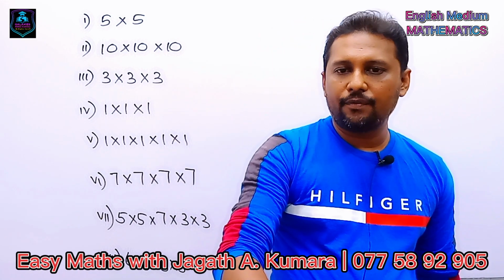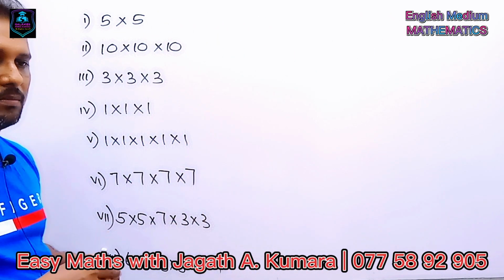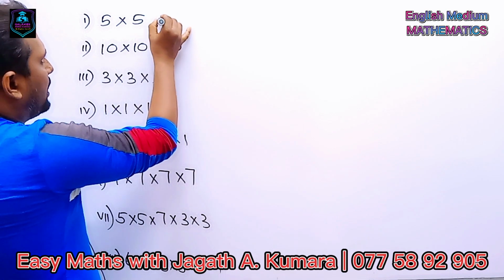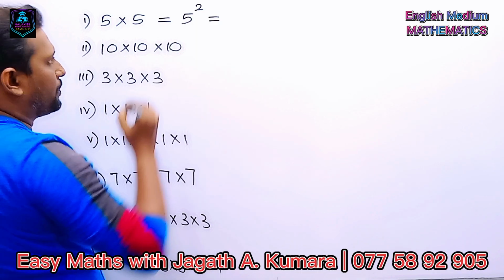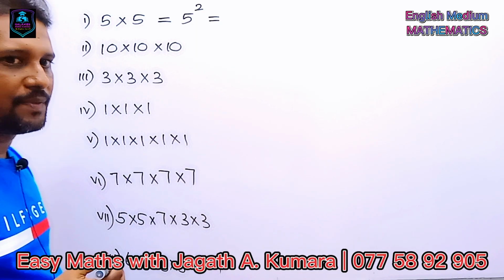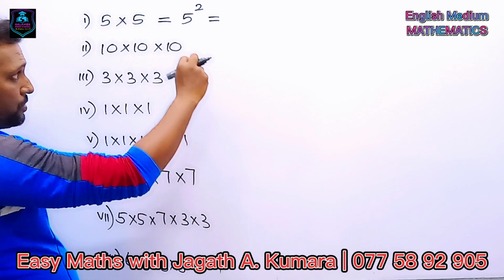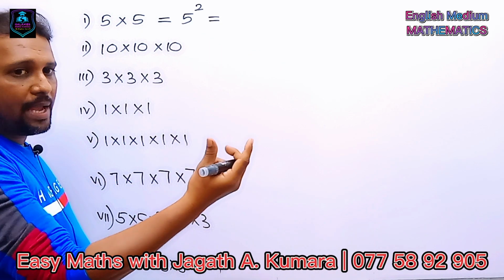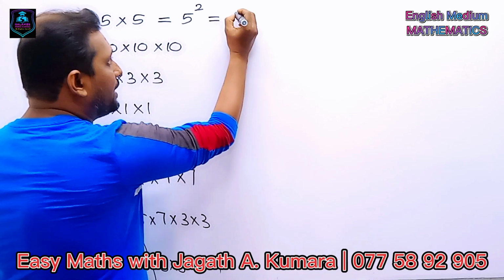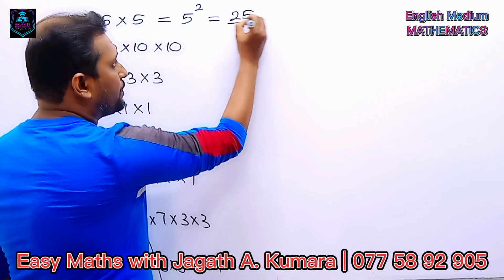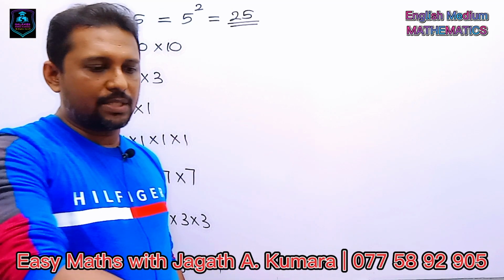5 multiply 5. 5 multiply 5 I can write as the index form. 5 multiply 5 is 5 to the power 2. You can check your answers with red color pen. Take red color pen and check the answers. Then also we have to find the value. Evaluate 5 multiply 5. 5 times 5, 25. Both of the answers you have to write for each question.